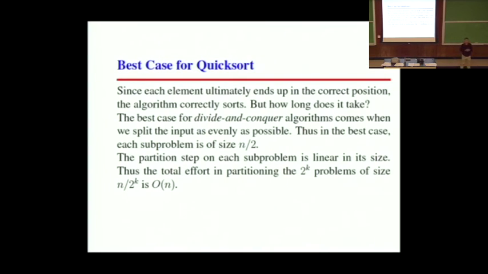So any questions about how quicksort works? I've been a little bit quick about going through the algorithms. I want to spend the time on the analysis. How many people here feel they understand how quicksort works? How many people don't feel they understand how quicksort works? Okay, any particular question?